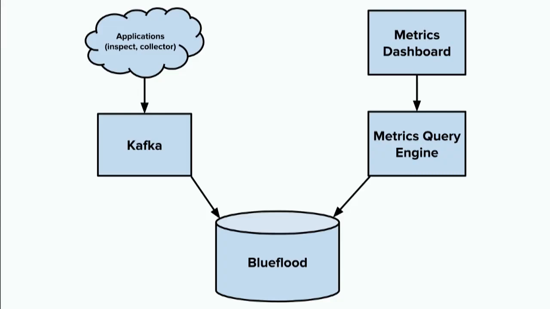On the left is our collection pipeline, where applications, databases, and other components of our infrastructure emit metrics that travel through our distributed streaming platform into our time series database called Blueflood. On the right is our visualization and query pipeline, where we have front-end applications that query and process metrics data in Blueflood for our users to read. And we'll start to go into these parts in more detail.